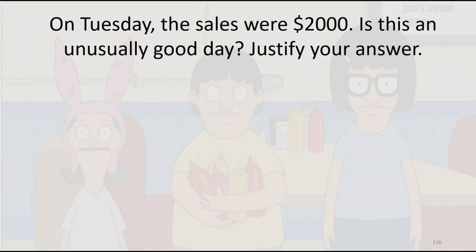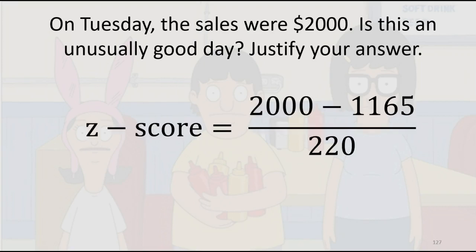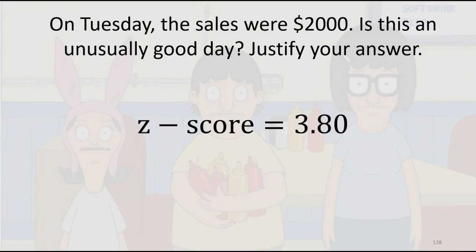On Tuesday, the sales were $2,000. Is this an unusually good day? Justify your answer. Again, we're going to calculate the z-score for 2,000. In doing so, we find that the z-score is 3.8. Well, 3.8 is larger than 3, so this was an unusually good day.